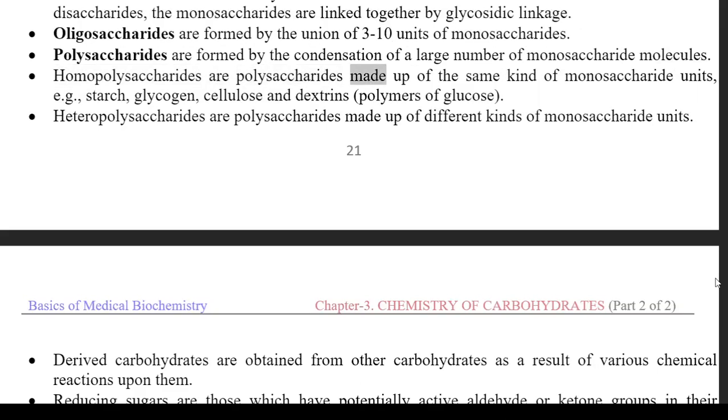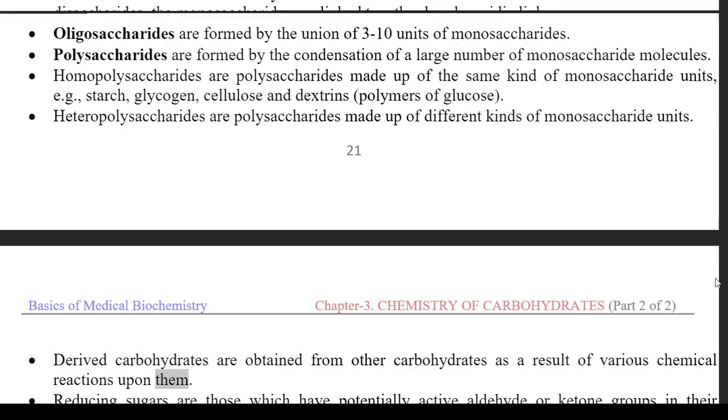Homopolysaccharides are polysaccharides made up of the same kind of monosaccharide units, example starch, glycogen, cellulose, and dextrins, polymers of glucose. Heteropolysaccharides are polysaccharides made up of different kinds of monosaccharide units. Derived carbohydrates are obtained from other carbohydrates as a result of various chemical reactions upon them.